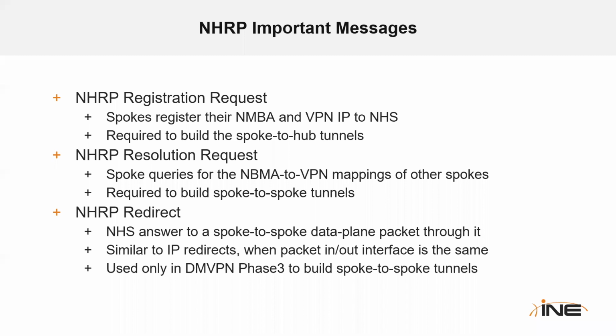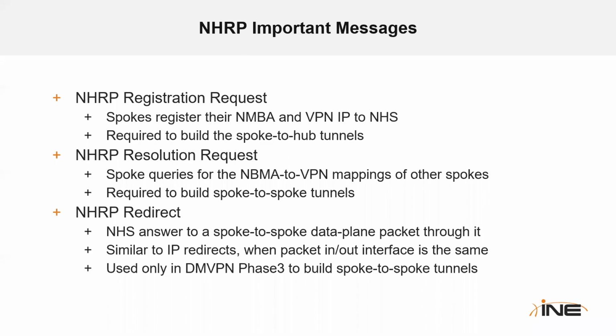Okay, last but not least, we have the NHRP redirect message, where the next hop server is going to answer for spoke-to-spoke traffic flow. And as the data plane traffic goes from spoke to hub, we're going to redirect this back out the same interface, back out the same tunnel interface. And this is going to be used for DMVPN phase 3.